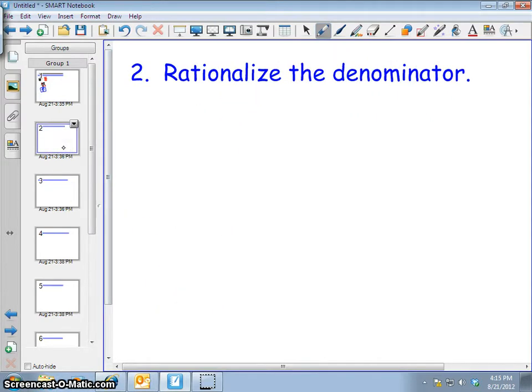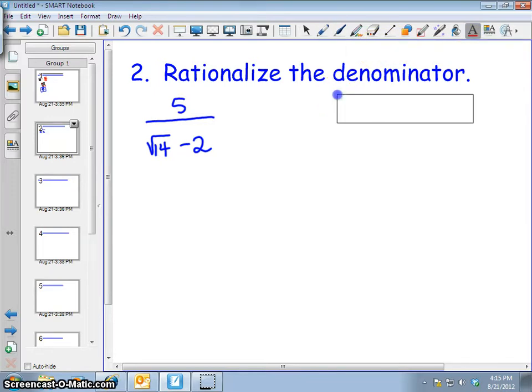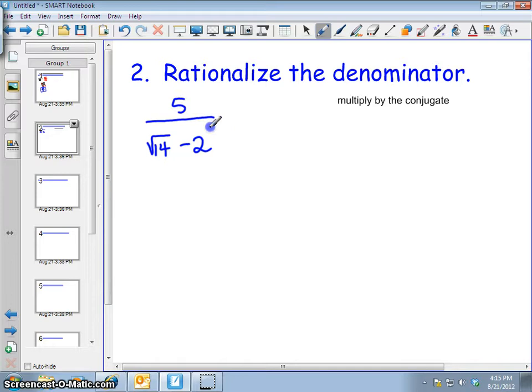Problem number 2. The numerator is 5. The denominator is radical 14 minus 2. Now, in order to rationalize the denominator here, we are going to need to multiply by the conjugate. In this case, the conjugate is going to be negative radical 14 minus 2.